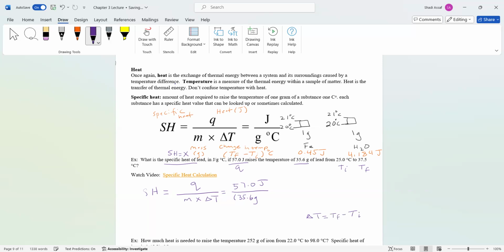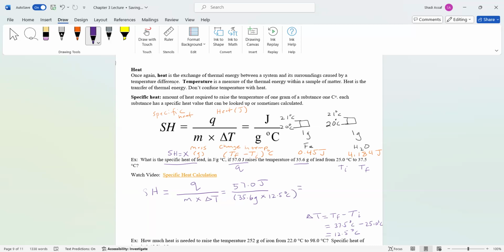And that would be 37.5 minus 25.0. And that gives us 12.5 degrees Celsius. So now we take this and we plug it into the equation.